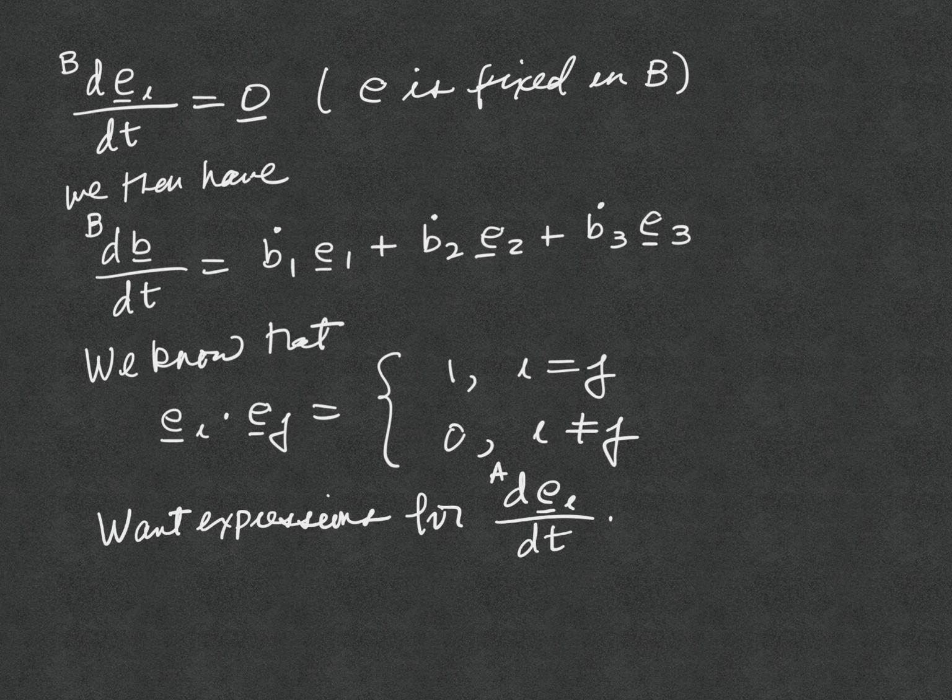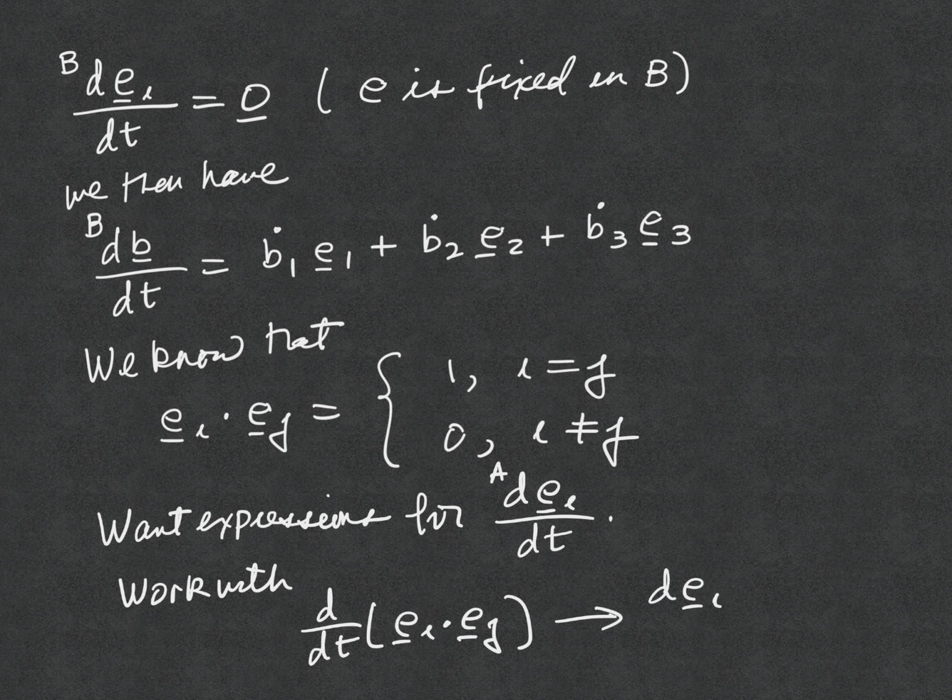So recall that the rates of change of these three basis vectors in frame B are 0 because these vectors E1, E2, and E3 are fixed in frame B, but they're not fixed in frame A. So the way we're going to go about doing this is we're going to work with the rate of change of Ei dotted with Ej. Now, that is a starting point that will get us expressions for these rates of change of these three basis vectors, dEi/dt in A, as we'll see in the next step.